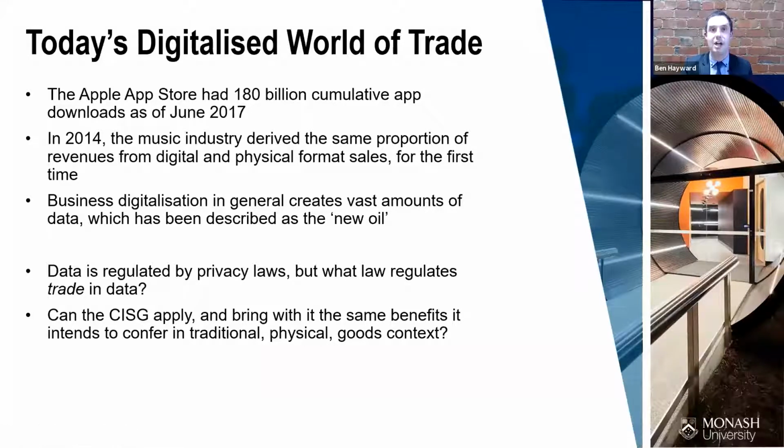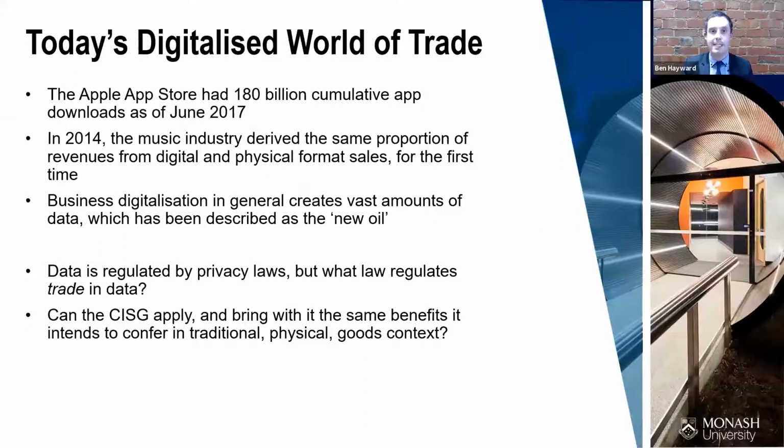And we've got just a few examples on the slide here. The Apple App Store is said to have had 180 billion cumulative app downloads as of June 2017. According to the Recording Industry Association of America, in 2014, the music industry saw digital format sales reach parity with physical format sales for the first time. And business digitization efforts in general are seeing businesses capture large amounts of data that's really useful for their various activities. And this data being collected is being called the new oil.